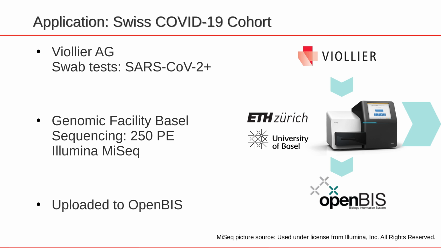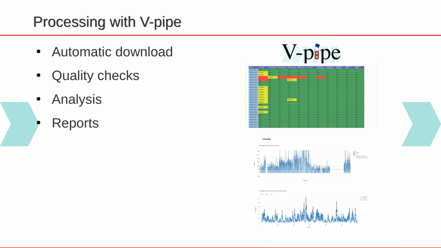One of the current applications of VPipe is using it to automate the sequencing of SARS-CoV-2 genetic material. Swab-tests which have been detected positive by the Viollier laboratory in Switzerland have been obtained by the Genomics Facility in Basel. There, sequencing analysis is performed using an Illumina MiSeq, and then the raw data is uploaded onto an OpenBIS repository. VPipe takes care of automatically downloading the raw reads from OpenBIS, performing the analysis, and also doing quality checks and making reports to assess the quality of the results.